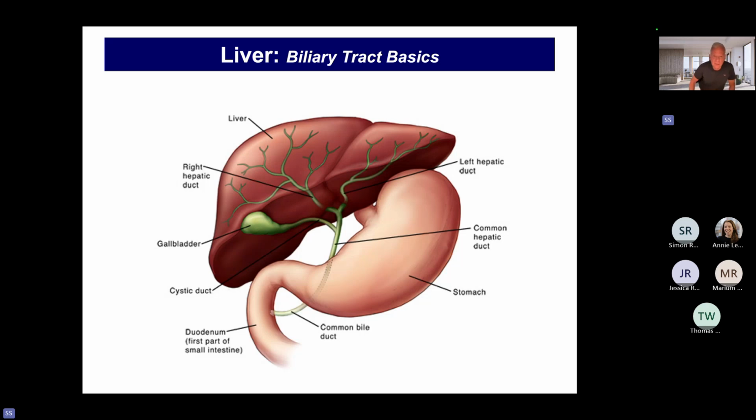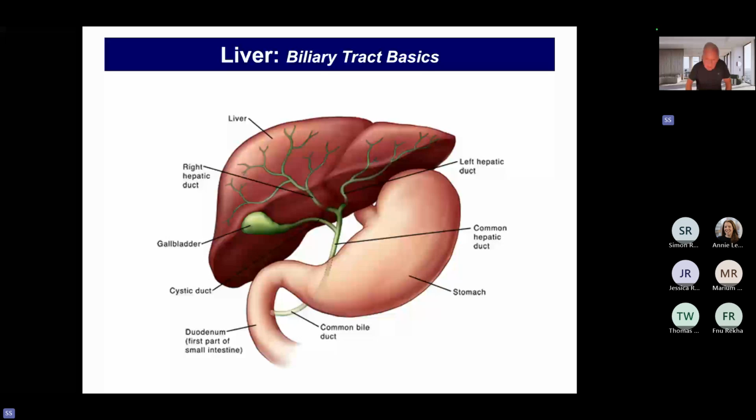And so these are the basics of the biliary tract shown here, with the liver and the stomach in the background. We have the biliary tree with the left and right hepatic ducts, the common bile duct, the gallbladder, and then, of course, all empties into the first part of the duodenum at the level of the ampulla of Vater.